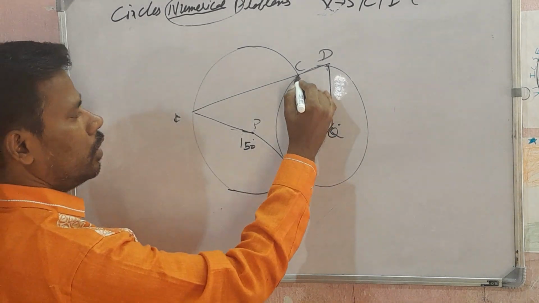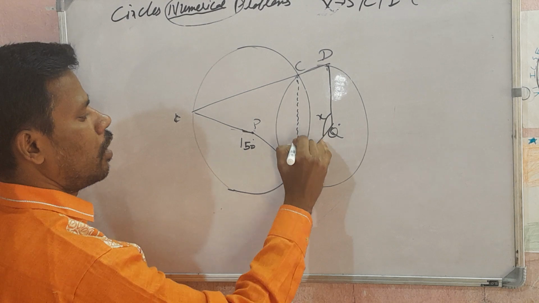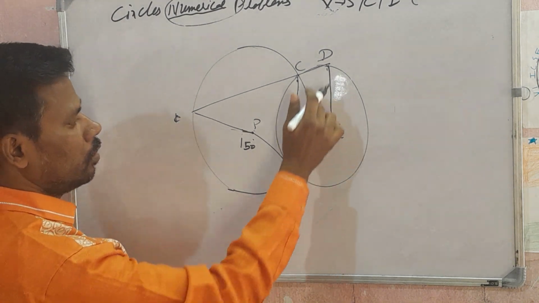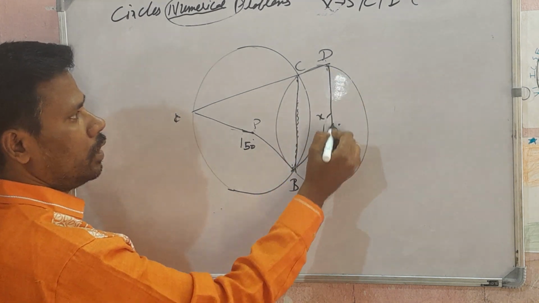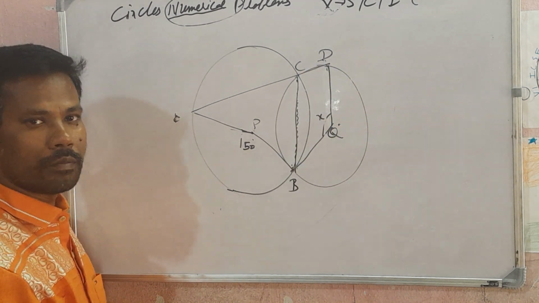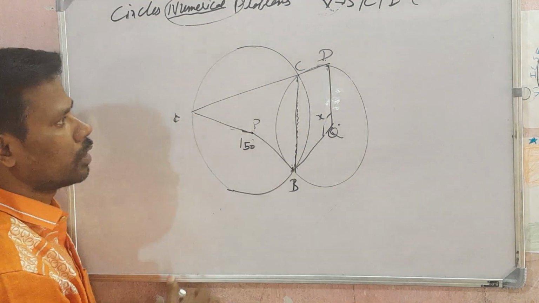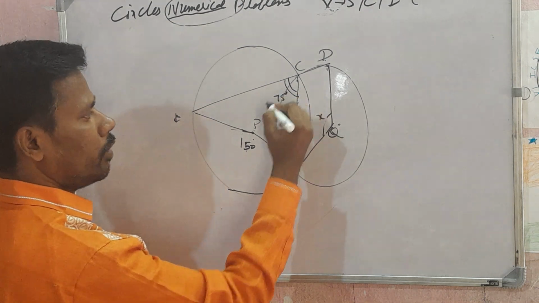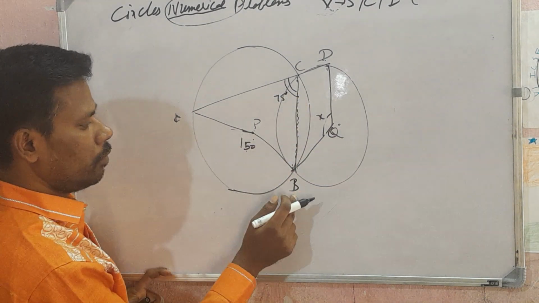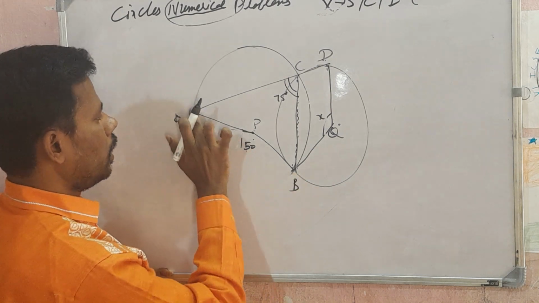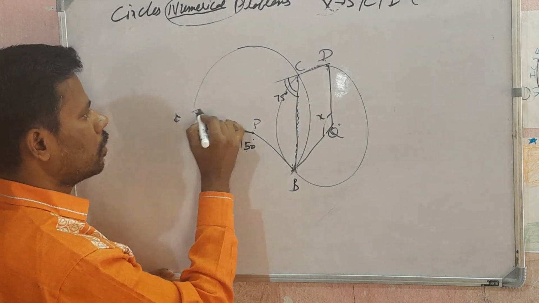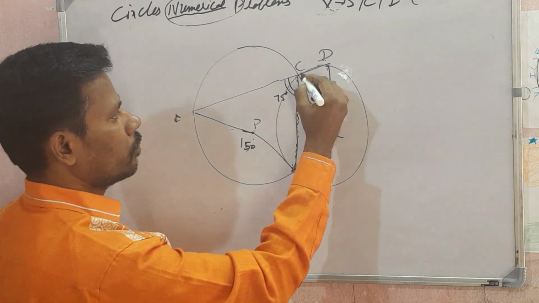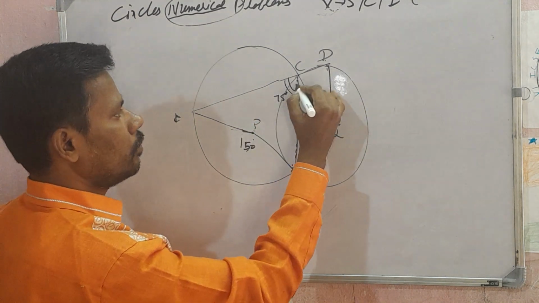So first join this one. Now BCQD is a cyclic quadrilateral, right? How will you do this one? It's very simple. If this is 150, what can you say about this one? 75, no? Angle APB is here. This one and this one are lying on the same arc. So if this is 150, this will be 75, right? Are you following?